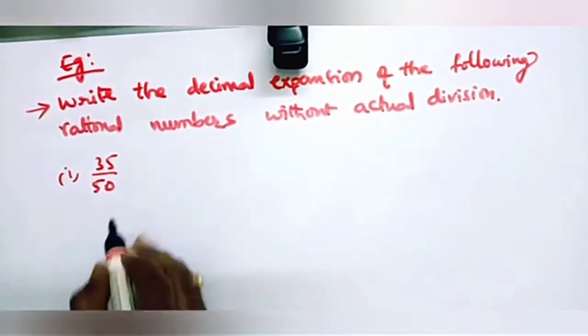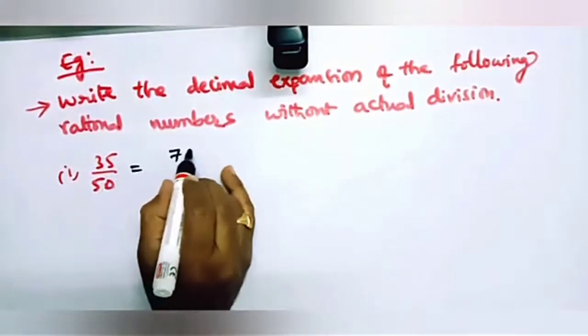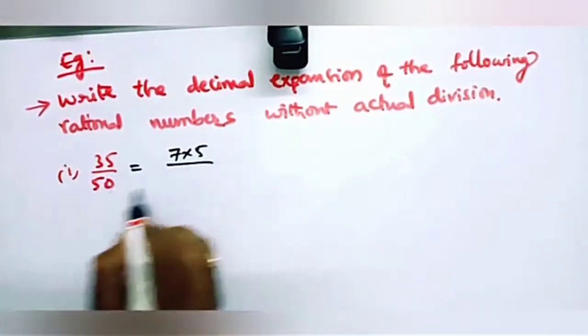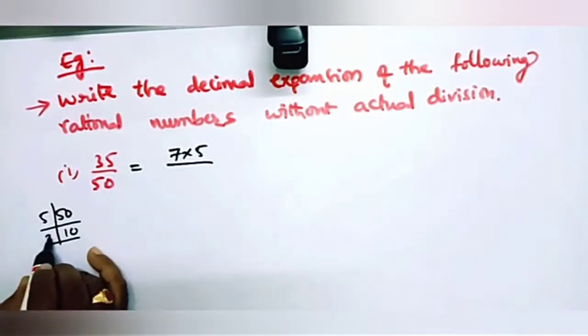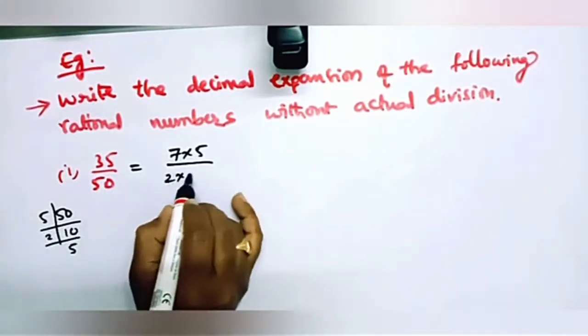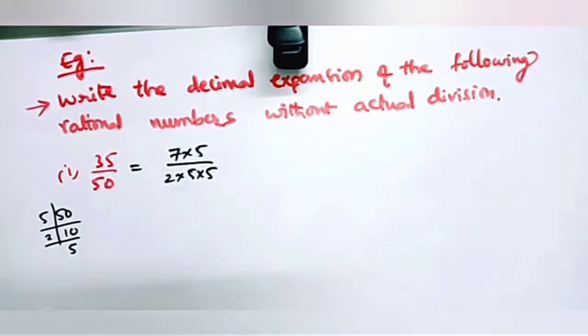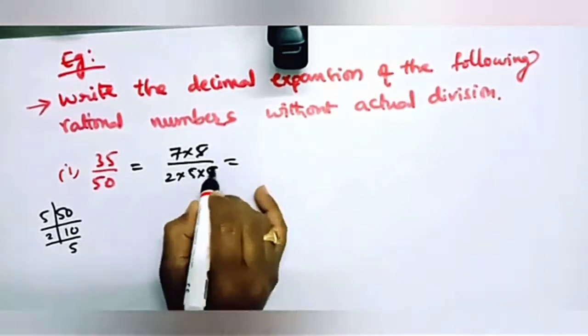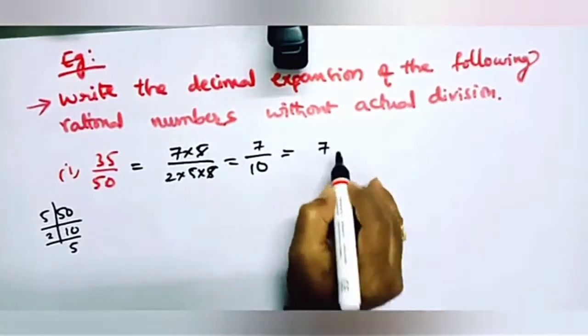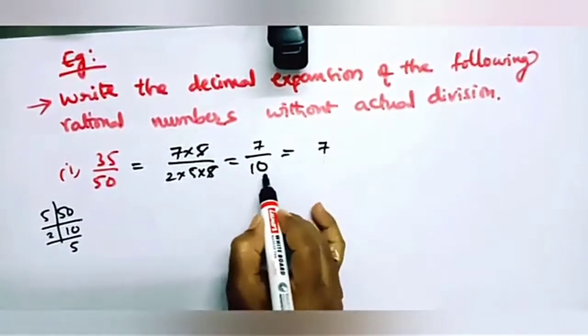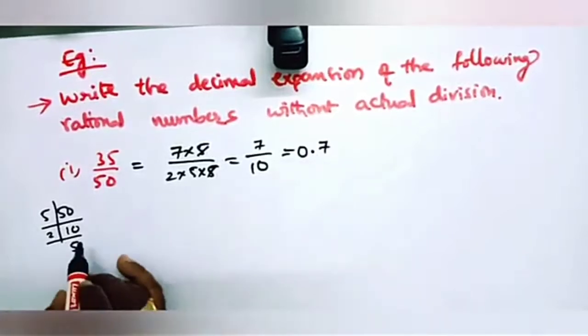The given example next. You should write 35 as 7 times 5, then 50 you should write as 5 times 10, then 2 times 5, then 2 into 5 into 5. You should write it down, 5 and 5 you can cancel, 7 by 10. So 7 by 10 means you should write the number as it is, then after one digit you should keep the point, that is 0.7.